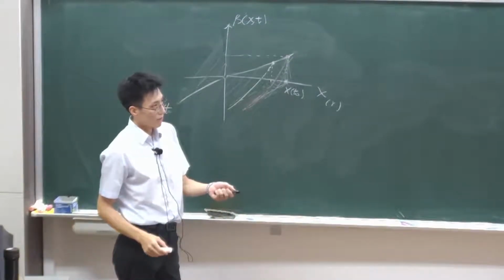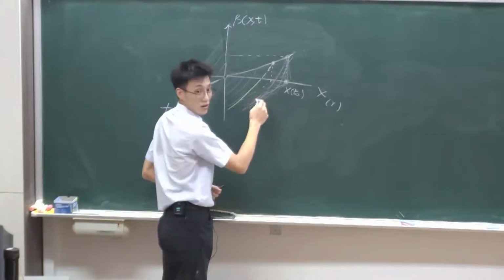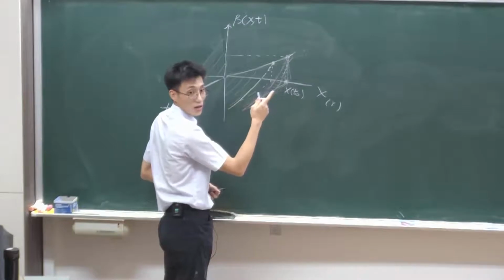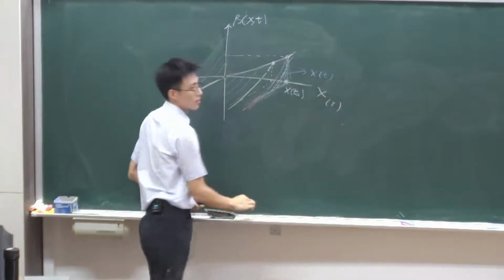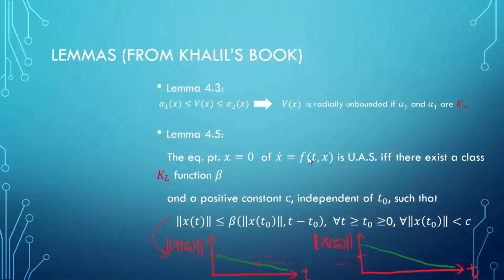And if you find some solution x(t) that is always upper bounded by this beta, which means x(t) is somewhere under this red line, then it guarantees that the solution along this dynamics is uniformly asymptotically stable because it will converge to 0. Uniformly means it doesn't depend on time.